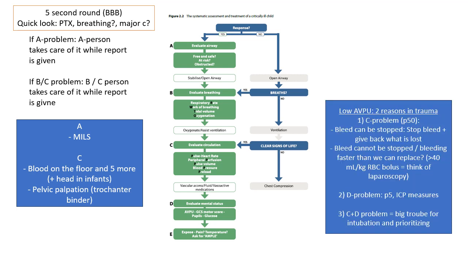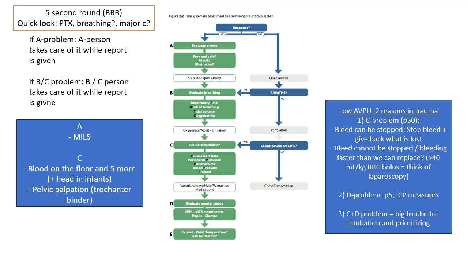All right. And then I just wanted to bring in here, if you have someone who is low AVPU, like someone who is decompensated, there are two, maybe three reasons in trauma why they have a low GCS or AVPU. The first one is that they have a C problem. They're not perfusing, right?